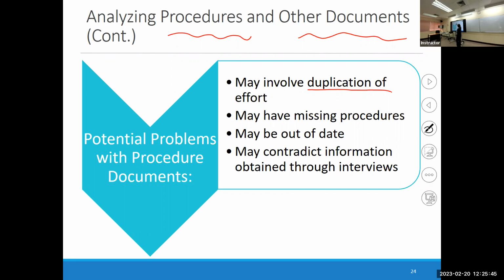So sometimes you will find something that confirms what people say, because when you observe, you also notice the same thing. So it can include some duplication of effort because you find out the same thing. But anyway, it can be a confirmation.